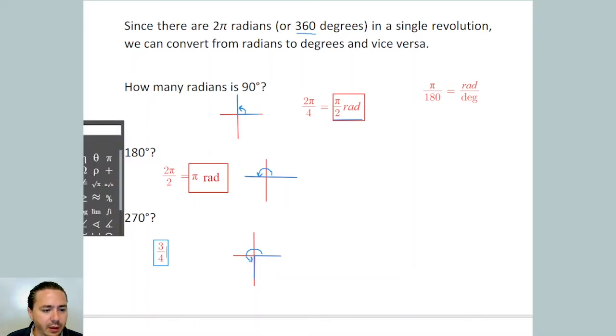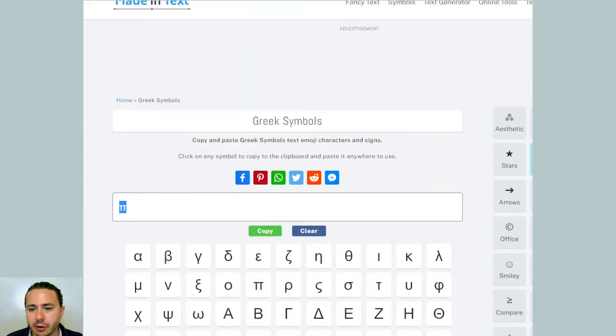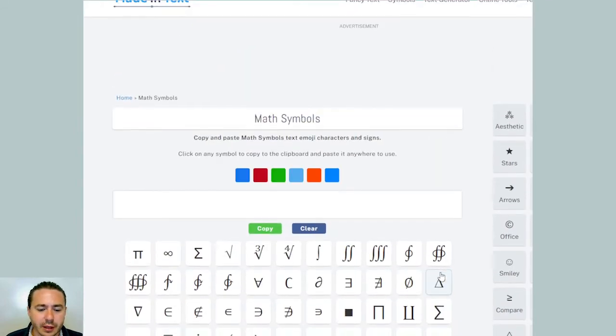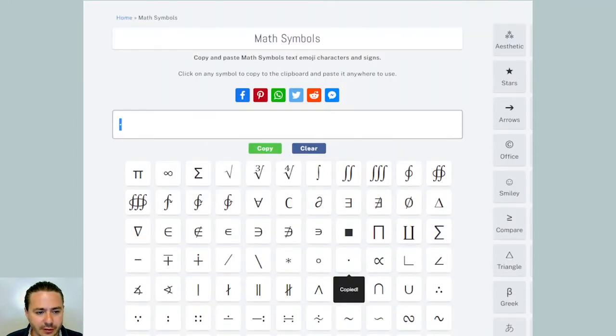Where's my little multiplication symbol? Do I not have one? Oh, come on. Let's see. I'm going to grab one from this other website. This is where I'm finding all these little symbols.